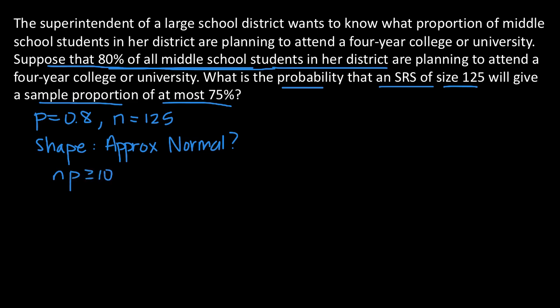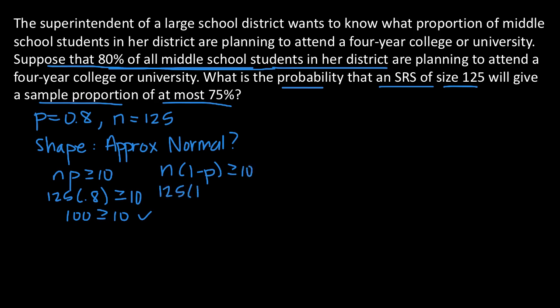So n is 125. I'm just going to go ahead and start plugging in numbers. p is 0.8. Is that at least 10? 125 times 0.8 is 100. So yes, that's at least 10. Just going to put a little check mark. And then n times 1 minus p also needs to be at least 10. 125 times 1 minus 0.8, which is 25. Yes, that's at least 10. So the large counts condition was met, and yes, our sampling distribution is approximately normal. So I'll just get rid of that question mark.